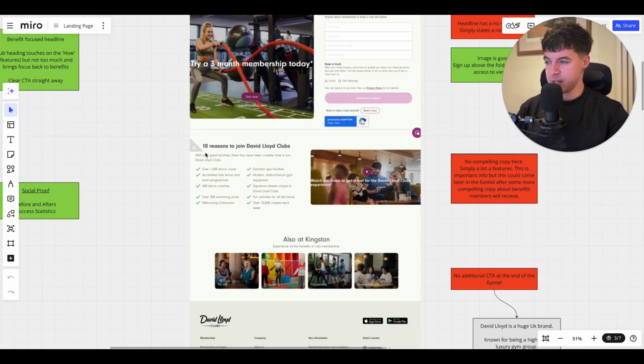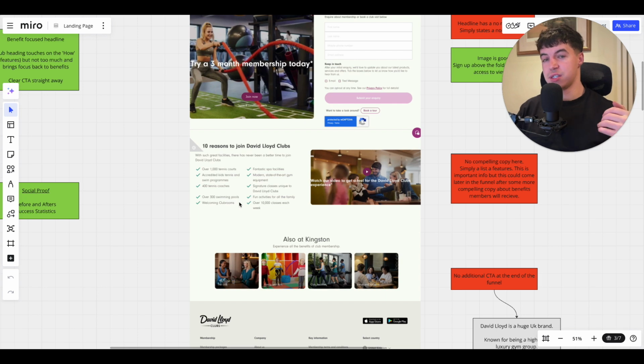Now we scroll down and we've got 10 reasons to join David Lloyd clubs. Now the reasons that they give aren't exactly reasons as such, or I wouldn't describe these as reasons. This would just be 10 features that might make you want to join David Lloyd. Okay, and we talk about the 1,000 tennis courts that they have across all of their locations, the accredited kids tennis and swim programs, the 400 tennis coaches, over 300 swimming pools, and they go on. And these are all features which we've spoken about isn't ideal for most people to speak about.